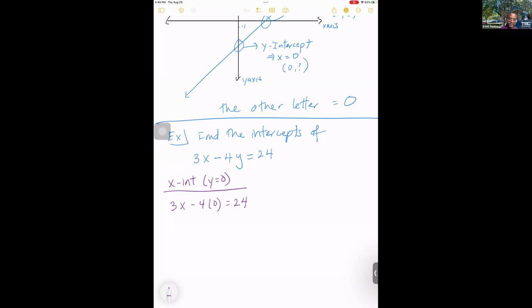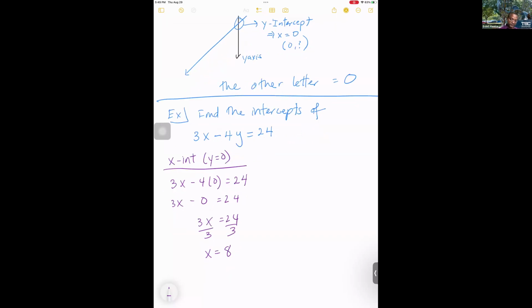3x minus 0, because 4 multiplied by 0 is going to be 0. And of course, it simplifies again to just 3x equals 24. And of course, the last step, to divide by 3. And so x equals 8. And so therefore, my x-intercept is going to be at (8, 0). Questions there?